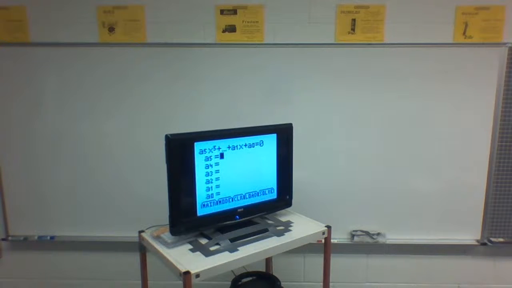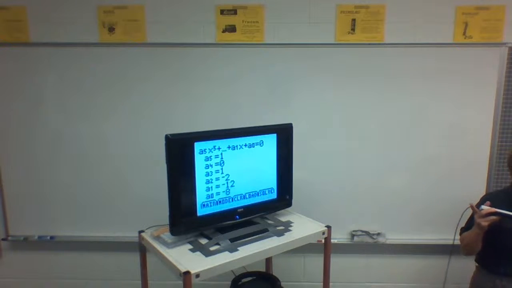Go to next. Be careful if you're missing terms. Make sure you build in a 0 for their coefficient. So we got 1, 0, 1, negative 2, negative 12, negative 8. Does your screen, do you all have this for your coefficients? And do you see why the 0 for the second one is important? Necessary. Is everybody good? Now, the higher the degree, the longer your calculator has to work to find it.